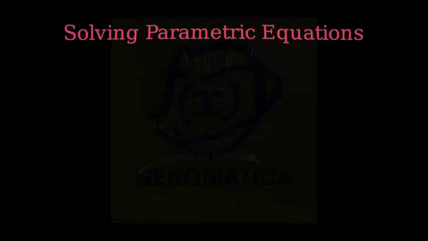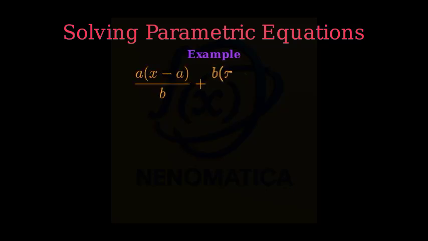We'll be solving a parametric equation step by step. Let's look at our problem. Our problem is to solve and discuss the following parametric equation. a times (x minus a) divided by b, plus b times (x minus b) divided by a equals x. Let's solve this step by step.